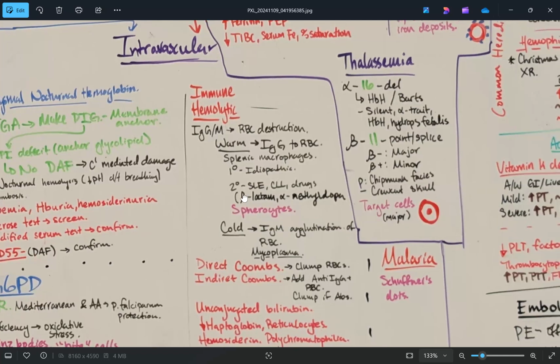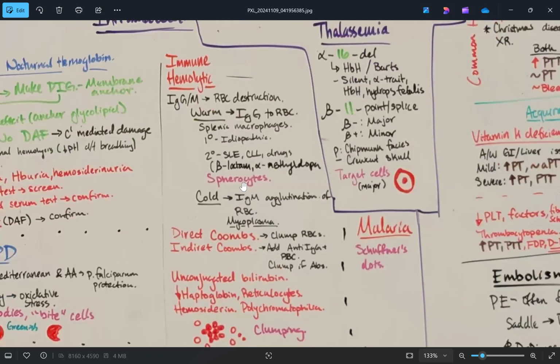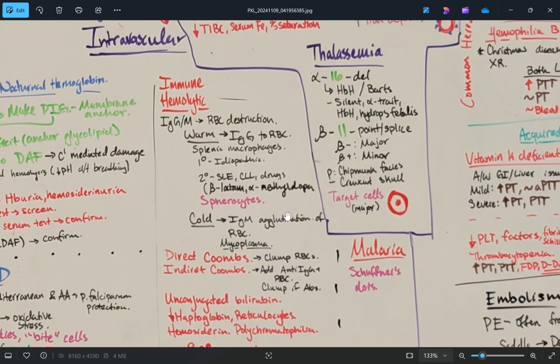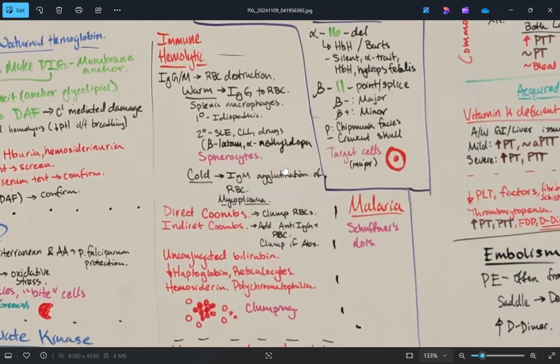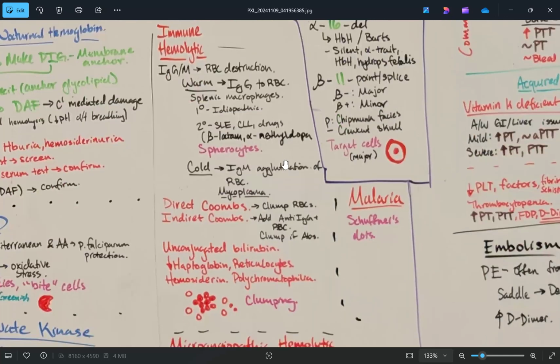For your cold immune hemolytic anemia, this will be your IgM, and it will agglutinate. And if you remember from FOM5, this is associated a lot with mycoplasma. So if you have a mycoplasma infection where you're cold, you have a positive agglutinin test, you might also have an immune hemolytic anemia. You have two different tests to test for this. You have your direct Coombs, which will have antibodies that will clump your RBCs together.